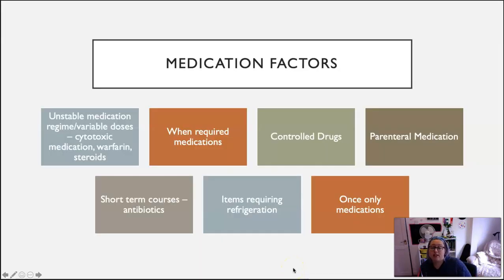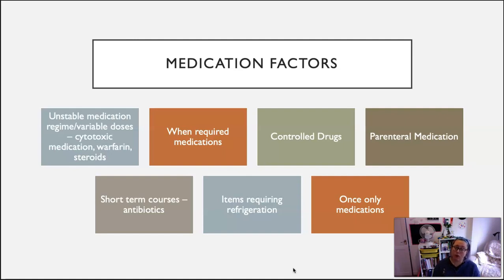There are also some medication factors which can influence whether or not a patient can self-administer medication. It might be an unstable medication regime, or it might have variable doses. It might be something that's cytotoxic. It might be something like warfarin or steroids that have to be maintained with very, very precise management or levels. It might be an as-required medication, so this might be a positive or a negative as to helping our patient self-administer. It might be that it's safe to take it then, or it might be that we need to have the patient ask for it rather than keeping it there because they might be taking it all the time as opposed to when required.